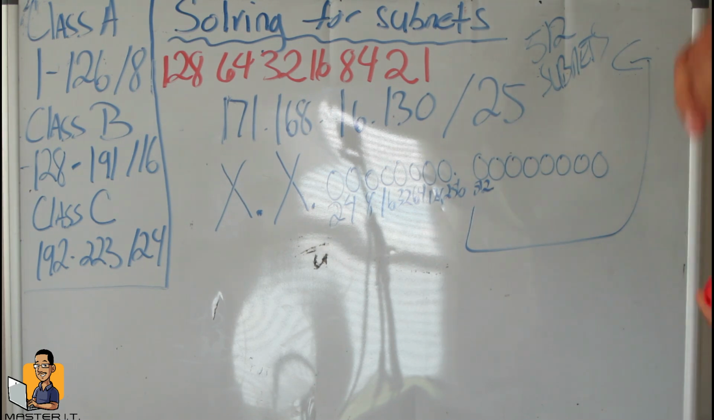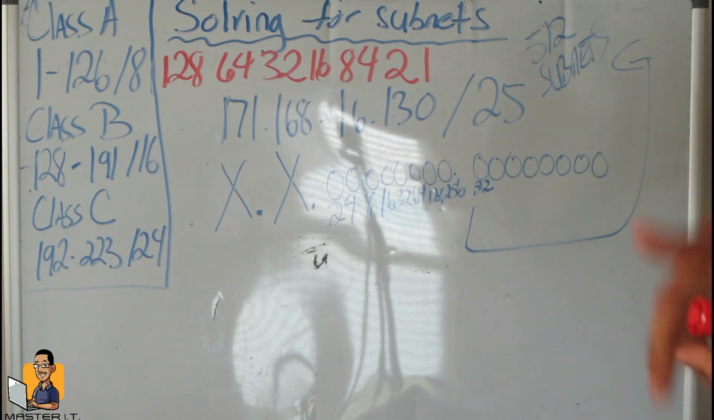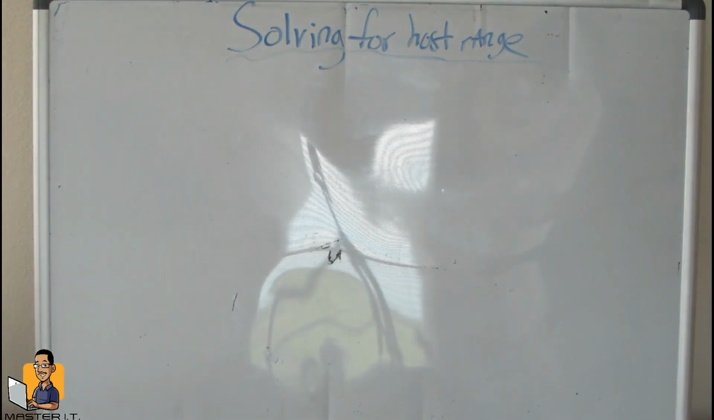So far we figured out how to convert from decimal to binary, how to solve for hosts, how to solve for subnets. Now we're gonna get into subnet mask and host range, and then we'll be done. All right, gang, now we're gonna actually get into solving for a host range.